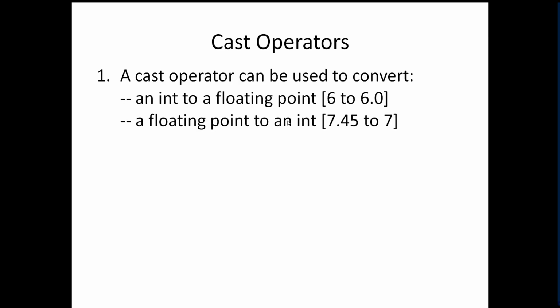So a cast operator is something that is going to be useful at certain times. First of all, a cast operator can be used to convert an int to a floating point. Now remember, a floating point just means a decimal. So a double or a float. Float is the other decimal data type, but we're going to just use doubles. So it converts an int to a double in a sense. So you can change a 6 to a 6.0 by using the cast operator.